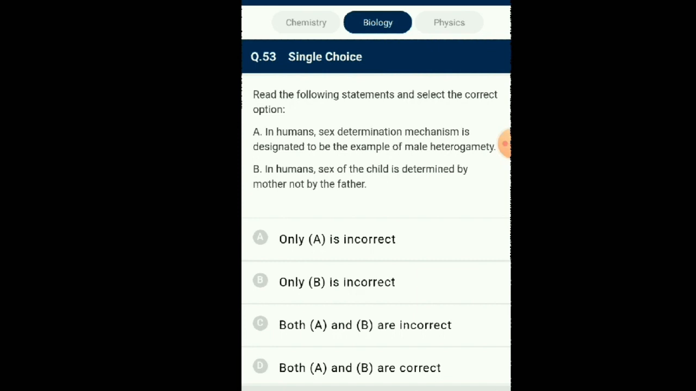If the ovum fertilizes with a 22 plus X chromosome type sperm, the zygote develops into female. That means 44 autosomes and double X allosomes. And the fertilization of ovum with 22 autosomes plus Y type of sperm results in the male individual with 44 autosomes and XY chromosome. Thus, the genetic makeup of sperm determines the sex of the child. So, the answer for this question is option B. From the given statements, only B is incorrect.